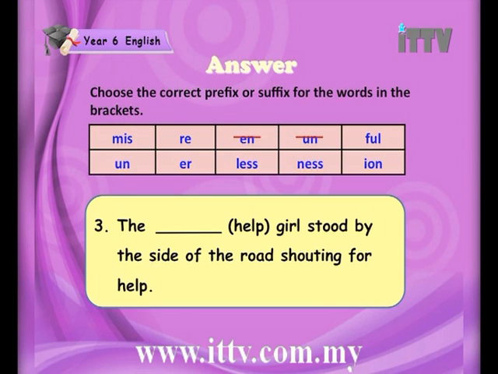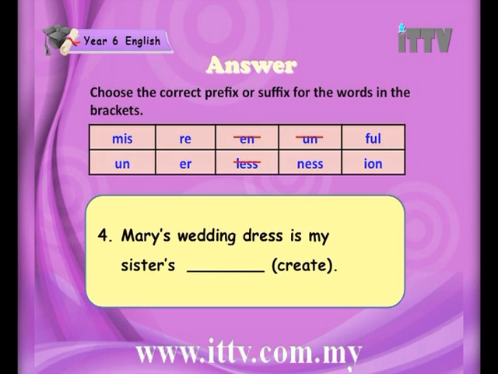Number 3. The helpless girl stood by the side of the road shouting for help. She was helpless. She needed help. Number 4. Mary's wedding dress is my sister's creation. In other words, my sister designed the dress.